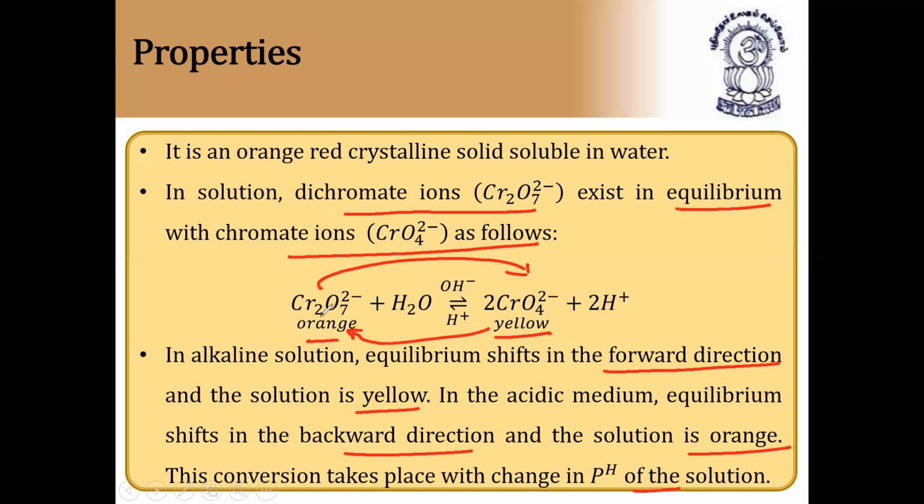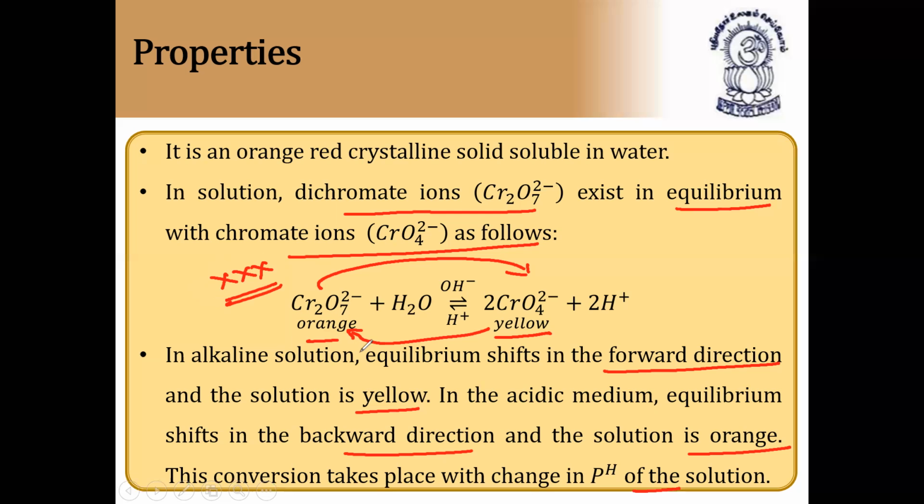So dichromate ion in basic medium changes to chromate ion, that is yellow color, and chromate ion in acidic medium changes to dichromate ion, that is orange color. So these two shifts are very, very important. Please note down in your classwork. Definitely they'll ask a question based on this.